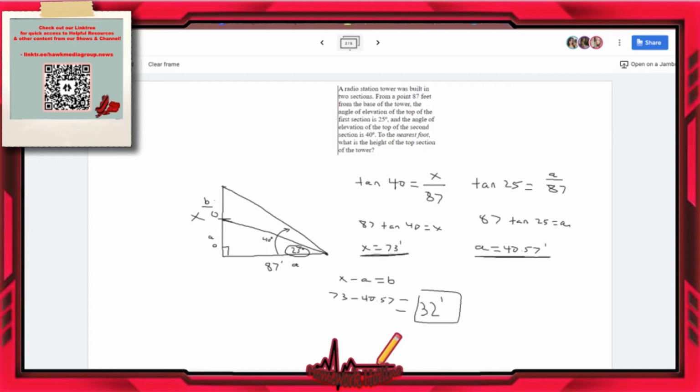But yeah, that's all I have. Pretty simple. Just make sure you know which trig functions you're using. Make sure you draw a picture first. That's super important to help visualize it. And after that, it's pretty straightforward. So yeah, that's all I have for you guys.